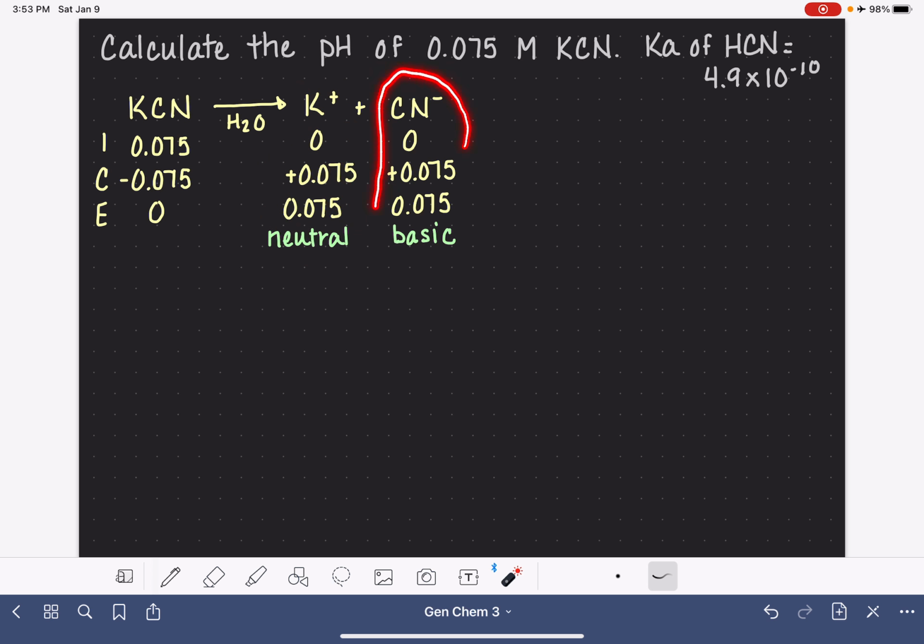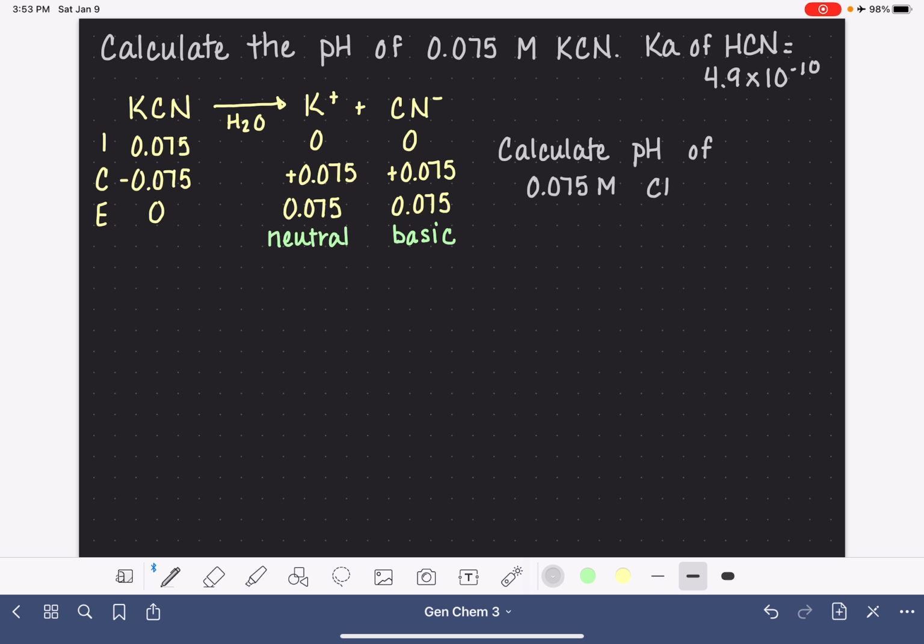The cyanide ion, we have determined, because it's basic, is what will be controlling the pH of this solution. So now we want to think about this question a little bit differently. We want to think about this question as: calculate the pH of a 0.075 molar cyanide ion solution, since that is the basic component. So now that we've reconfigured what this problem is asking us to do, we need to write an acid-base reaction for the cyanide ion.